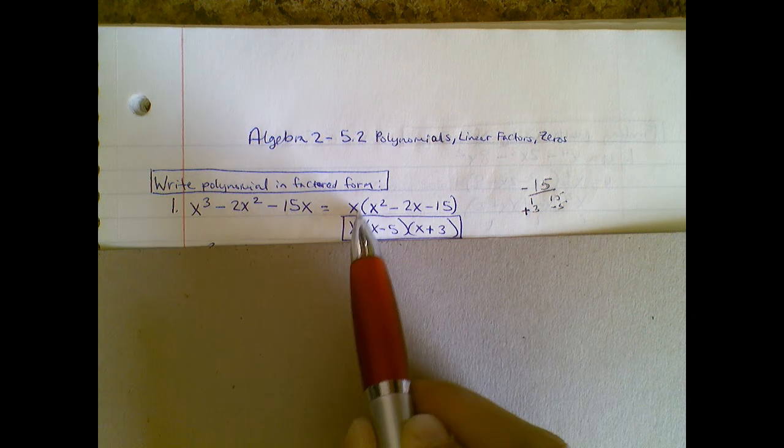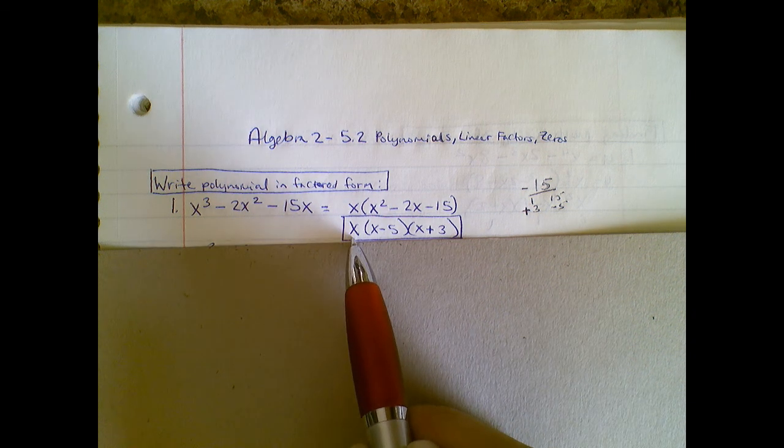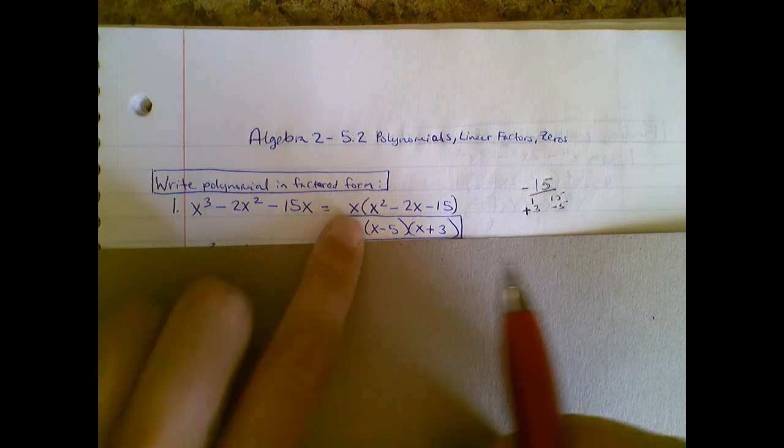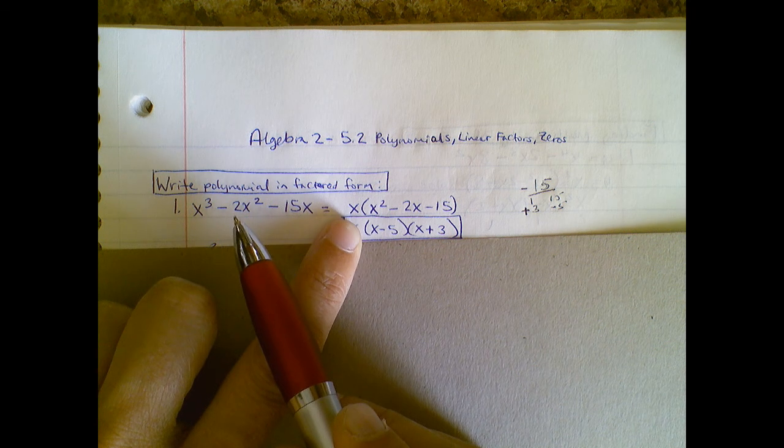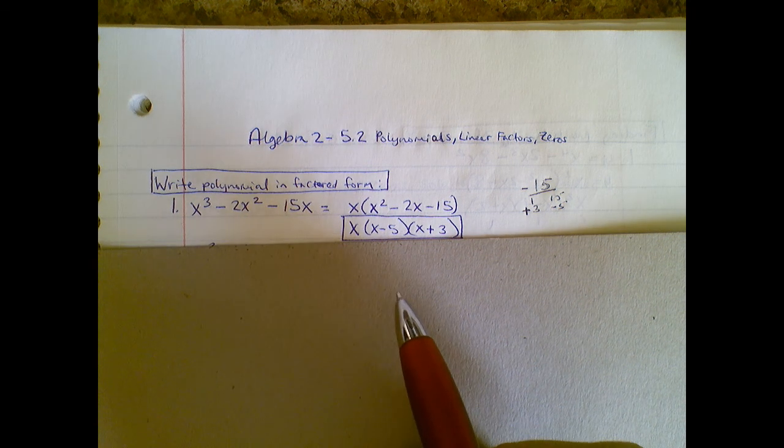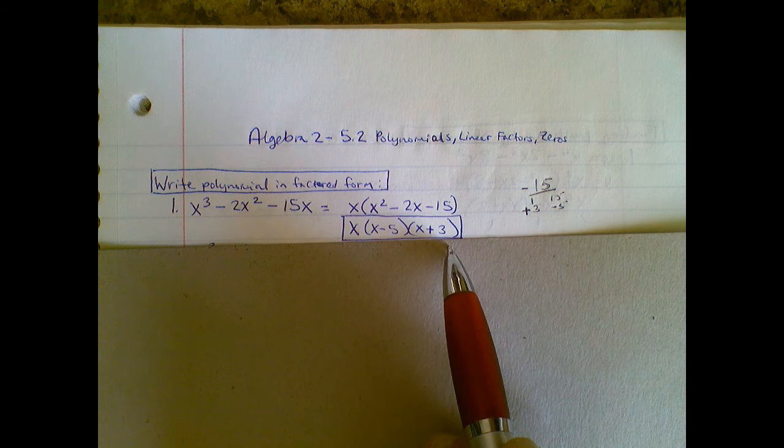And then make sure you bring this x that we factored out down. It's still part of the problem. If you drop it, if we get rid of it, then if we FOIL this out, we wouldn't get what we started with. Okay, so we still need to keep that x. So that would be our factored form.